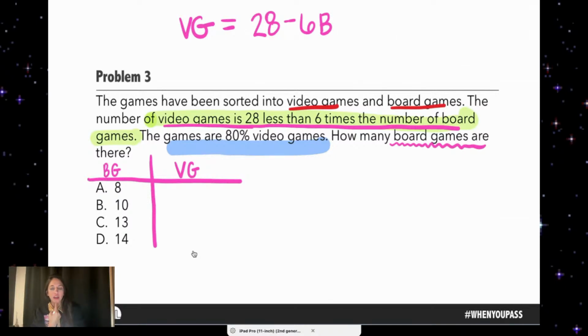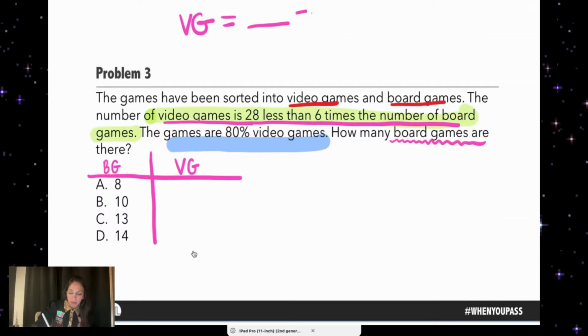That is not correct, and I wrote it like that on purpose. If it was 28 more, then it wouldn't matter, because 28 plus 6B is the same thing as 6B plus 28. However, 28 minus 6B is not the same as 6B minus 28. 28 less than literally means something minus 28.